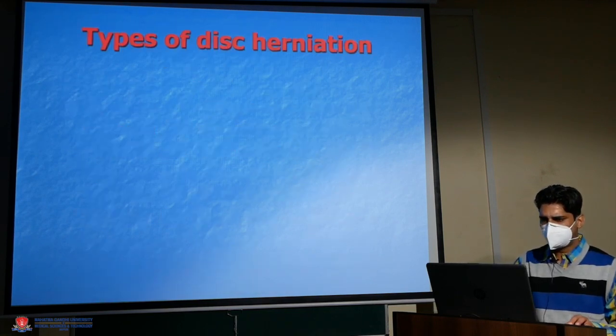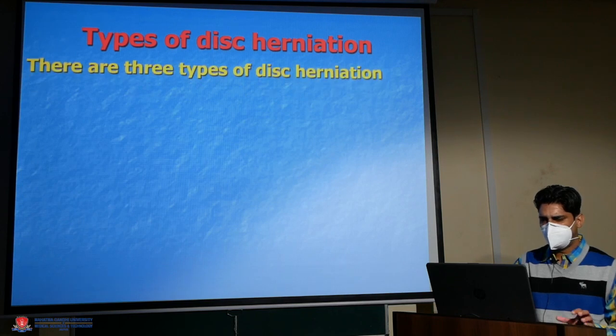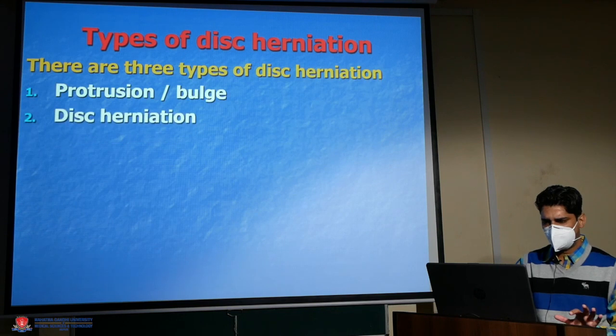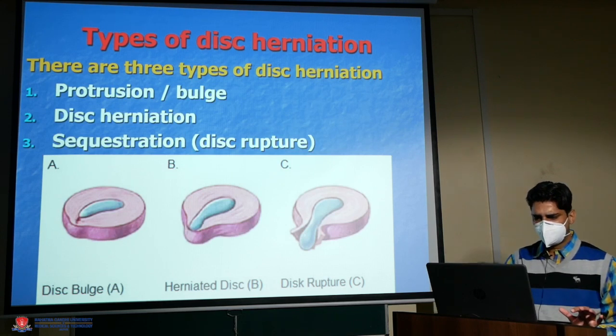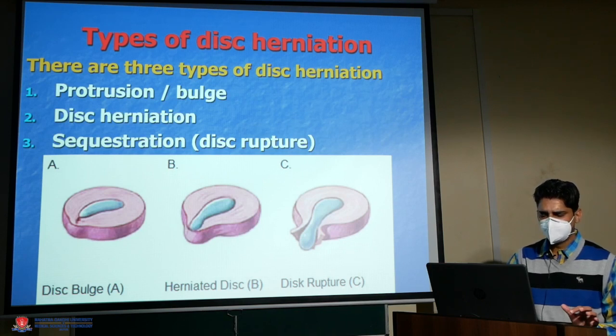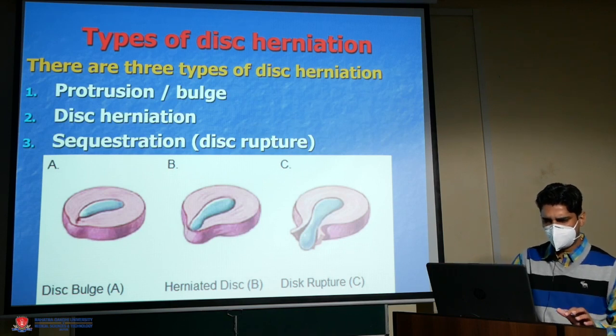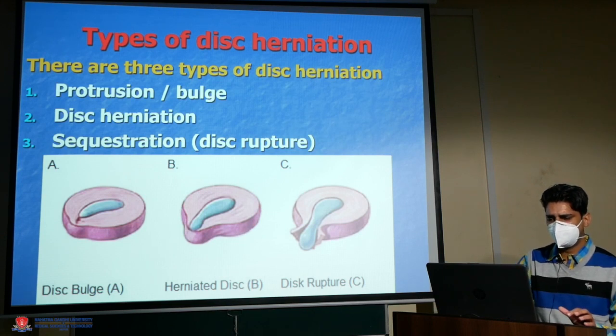Now types of disc herniation. There are three types of disc herniation. First is protrusion or bulge, second is disc herniation, third is sequestration or disc rupture, like this. In the first, protrusion or disc bulge, there is a rupture of annulus fibrosus, but the tear does not come to the outer surface of the annulus, so there will be protrusion of nucleus pulposus inside. So this is a contained disc.